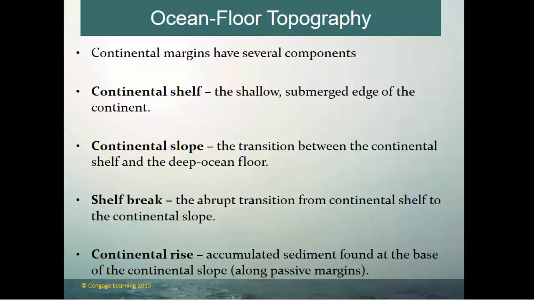There is the shelf, which you've probably heard about since you were in grade school, the shallow, submerged edge of the continent. And then there's the slope, and the slope is the transition between the continental shelf and the deep ocean floor. The shelf break is the abrupt transition from the continental shelf to the continental slope. And then the continental rise is an accumulation of sediment found right at the base of that continental slope. And that's basically along passive margins, Atlantic-type margins.